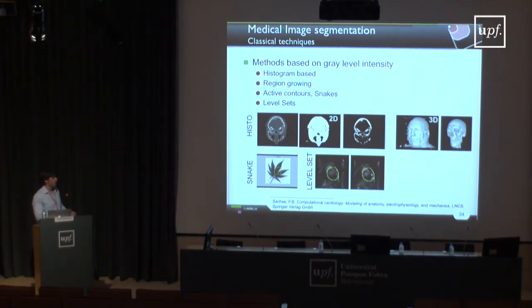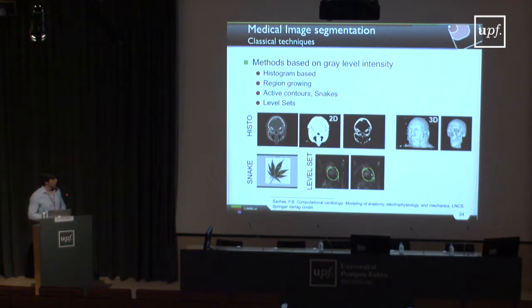So the initial or classical techniques used image-based or intensity-based algorithms. For instance, the ones that are based on the histogram for segmentation, region growing, active contours, level sets, which are one of the most sophisticated, can achieve good results, but depend a lot on the quality of the image.